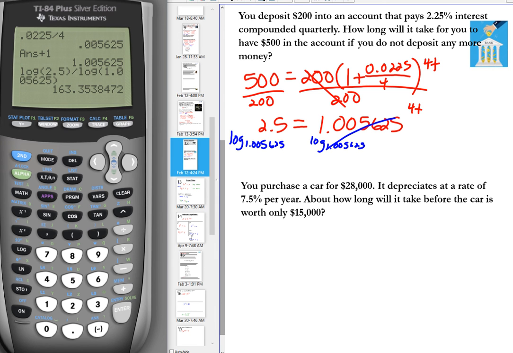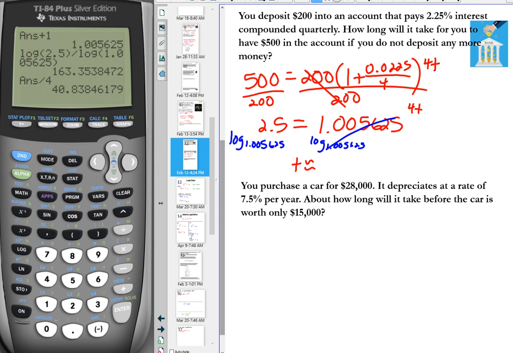Am I done? What would I still have to do? I've got to divide by that extra 4 that was there. Divide by 4. I'm getting 40.83. So how long will it take? The time is going to be around 40.83 years, almost 41 years.